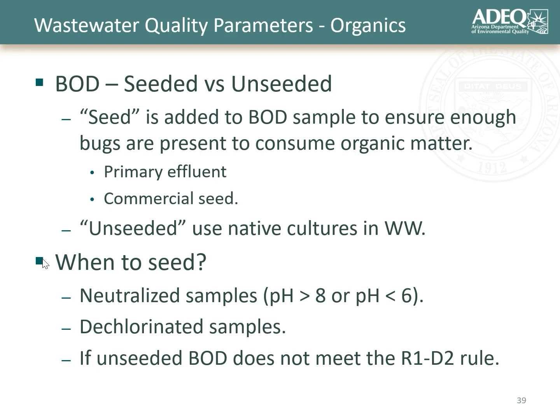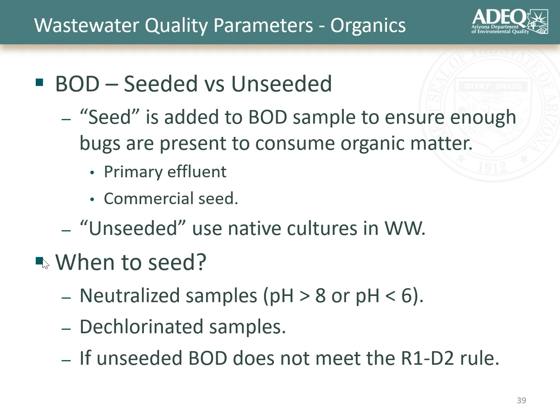Unseeded is when you just take your sample, add it to the bottle, and there's natural bacteria in your sample that performs the analysis. There are some times, though, in which a seed, additional bacteria, is needed to help drive the reaction. The seed can come from a couple of different sources. You can find a natural source. Say you happen to be doing BOD tests on your final effluent after it's been disinfected: you can grab some primary effluent, just a tiny bit, add it in there, and that provides your natural seed. Or there are certain commercial vendors that sell a seed that you can buy as well.